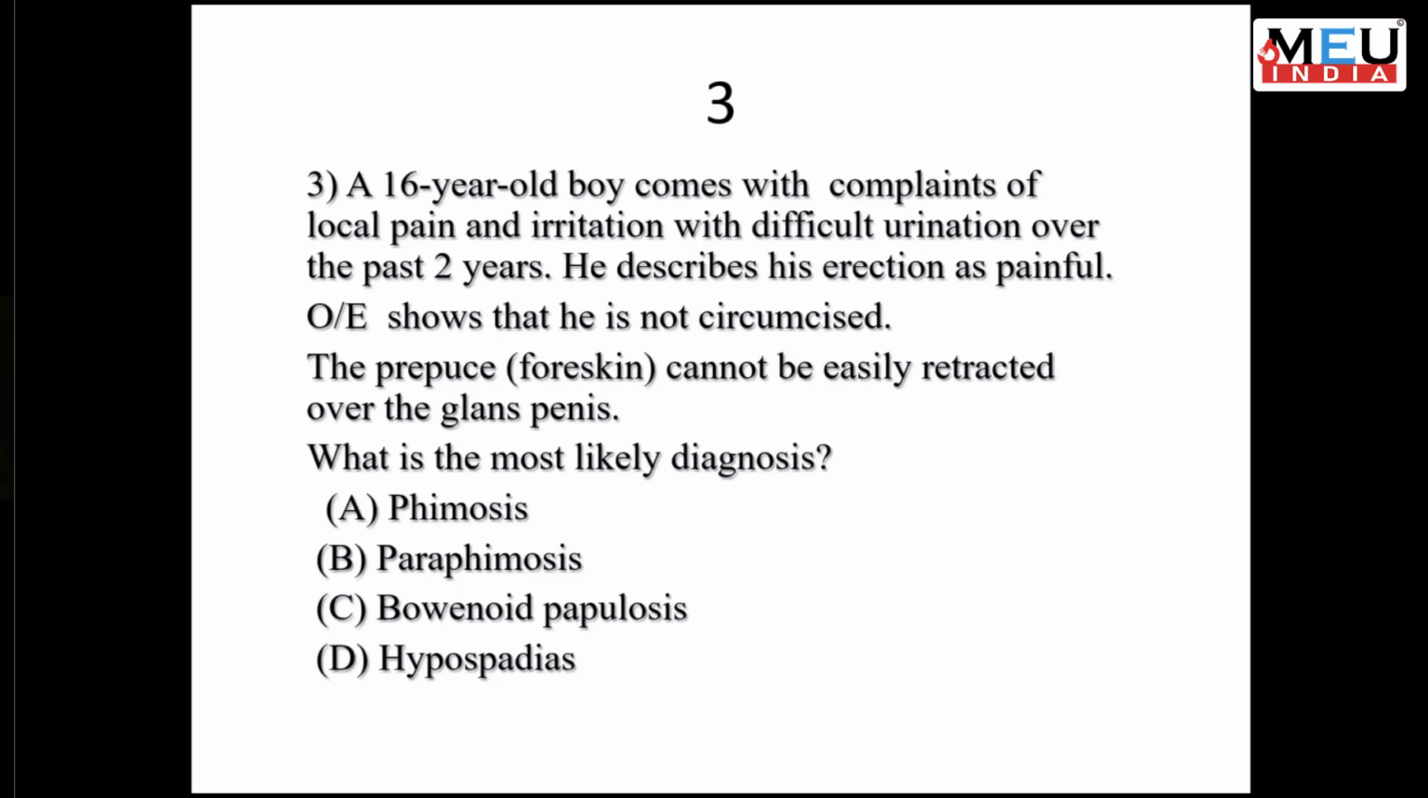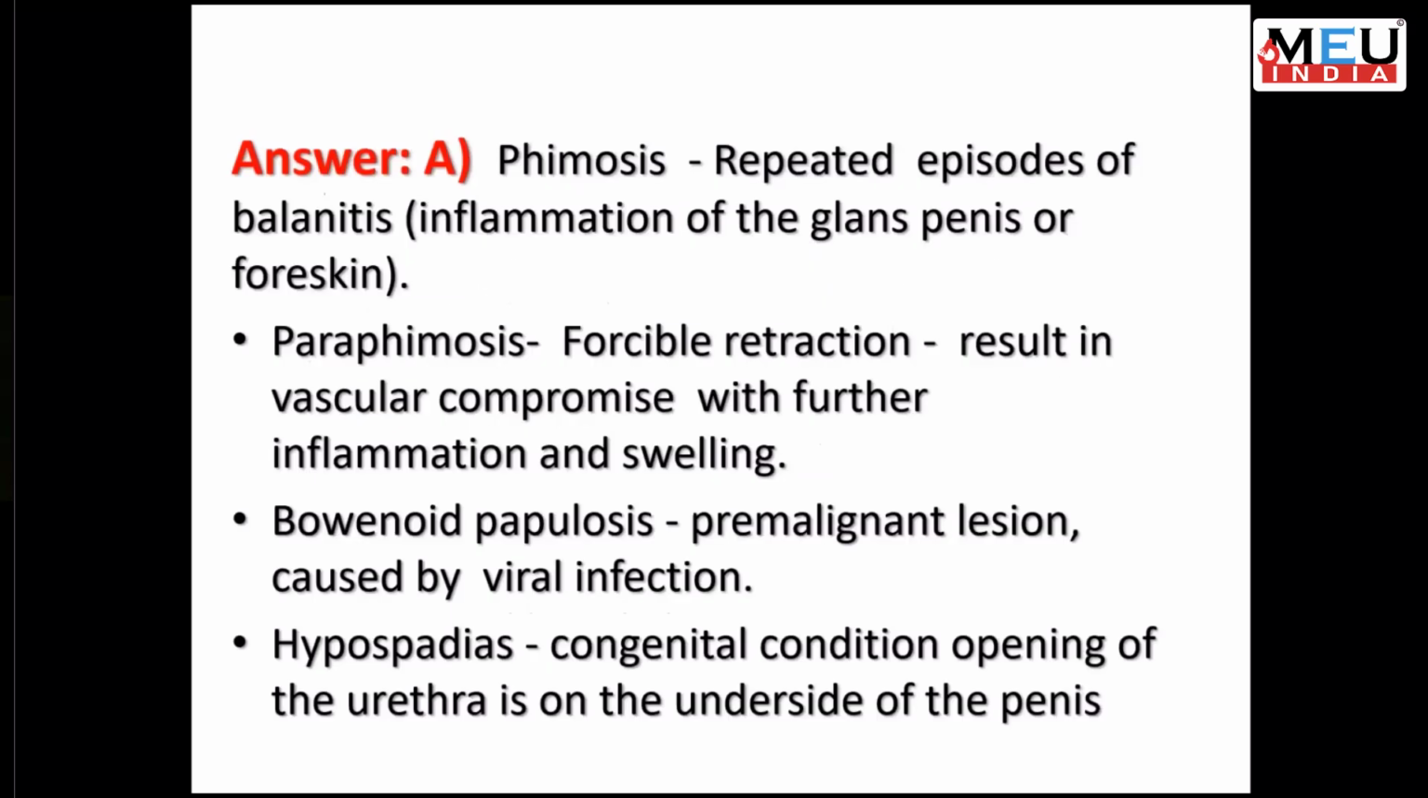So these areas we will not concentrate on mainly during our session. Because of that, I brought this. Phimosis is the answer. Repeated episodes of balanitis, inflammation of the glans penis and foreskin. So they will come to know what is paraphimosis, what is balanitis xerotica obliterans and hypospadias also. That is the learning part.